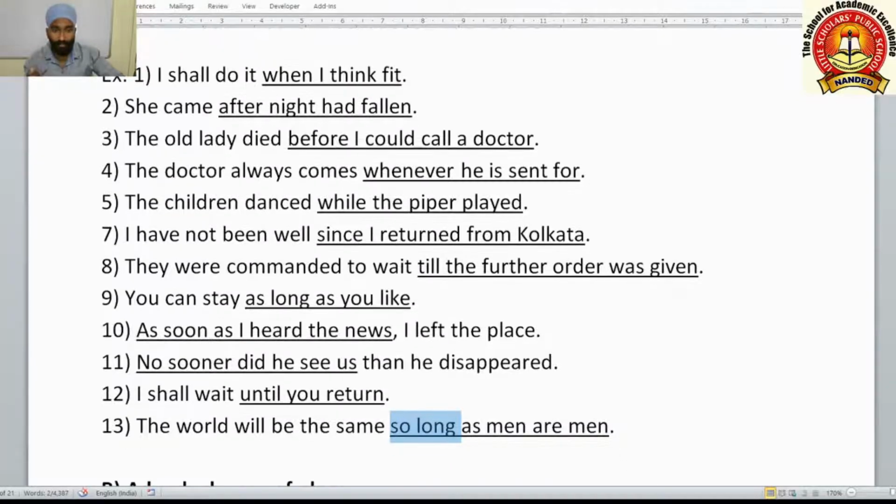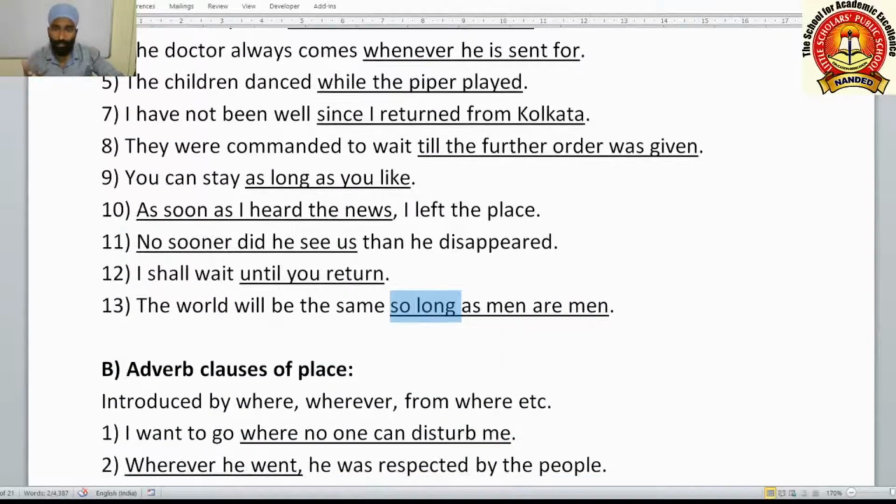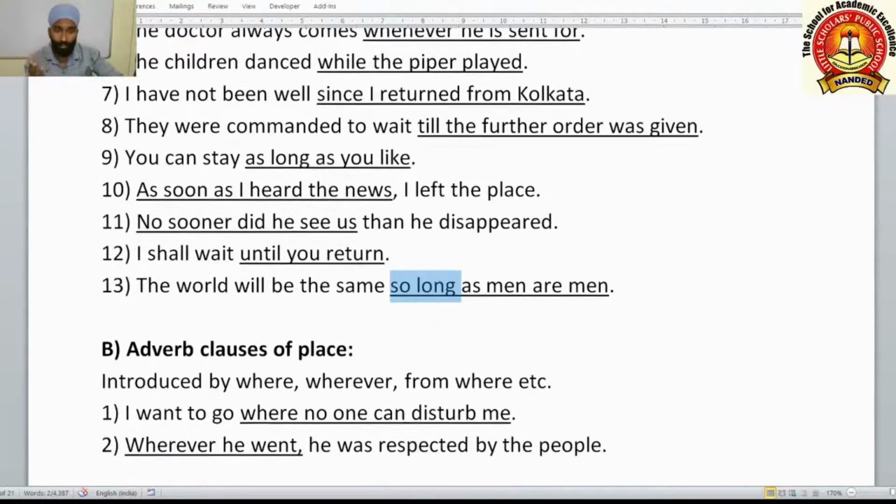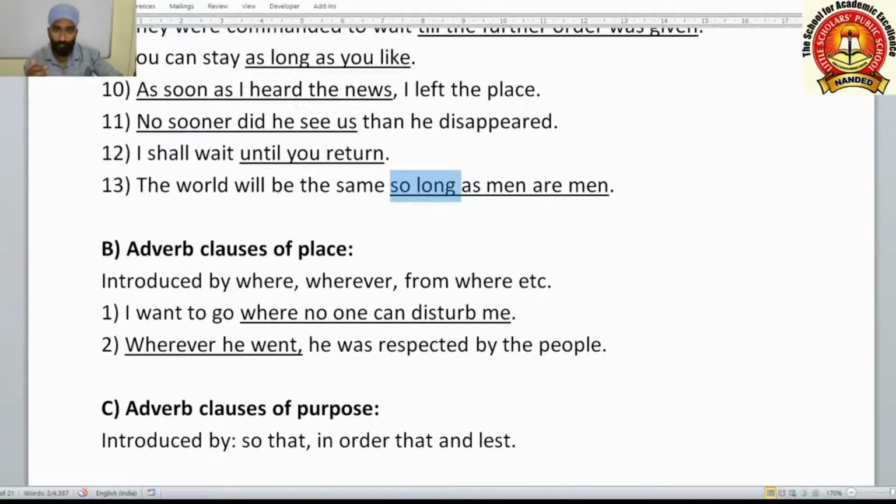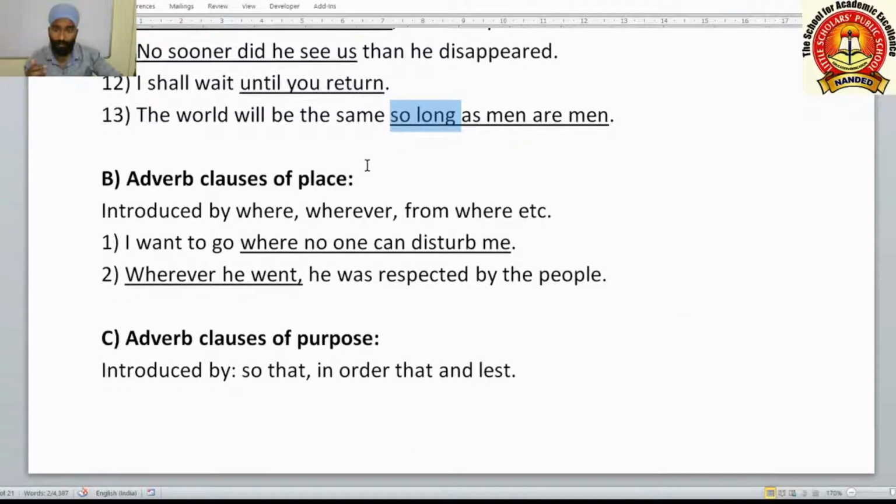Now let us proceed. These examples you have to write in your notebook and you have to underline the subordinate adverb clauses of time. Now adverb clauses of place. This is very simple.